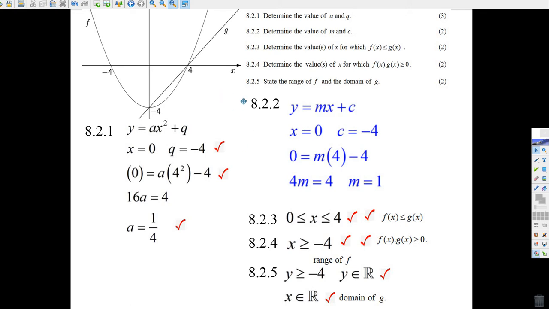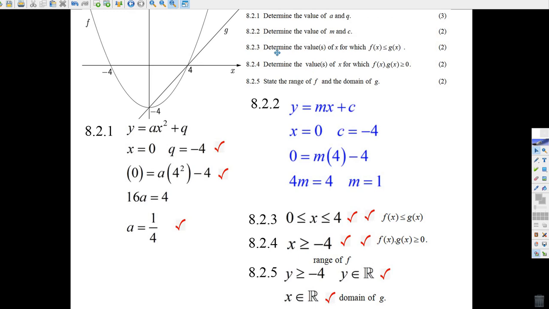Now for the line, y equals mx plus c, what's the gradient? What's the y-intercept? Well, we know the y-intercept of the line is the same as the parabola. C must be minus 4. So we've got an equation, y equals mx minus 4. Well, let's just substitute in 4 and 0 again. So we get m times 4 is 4m, but we add the 4, we get 4m equals 4. Divide by 4, and we get m equals 1.